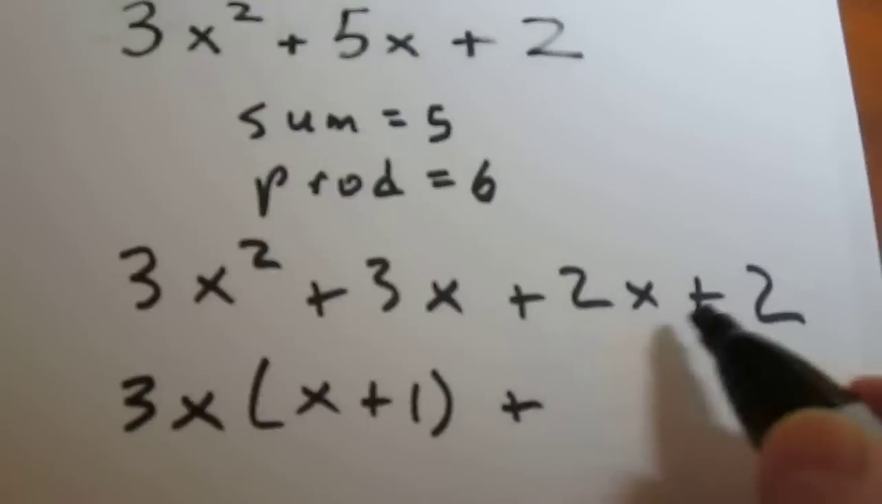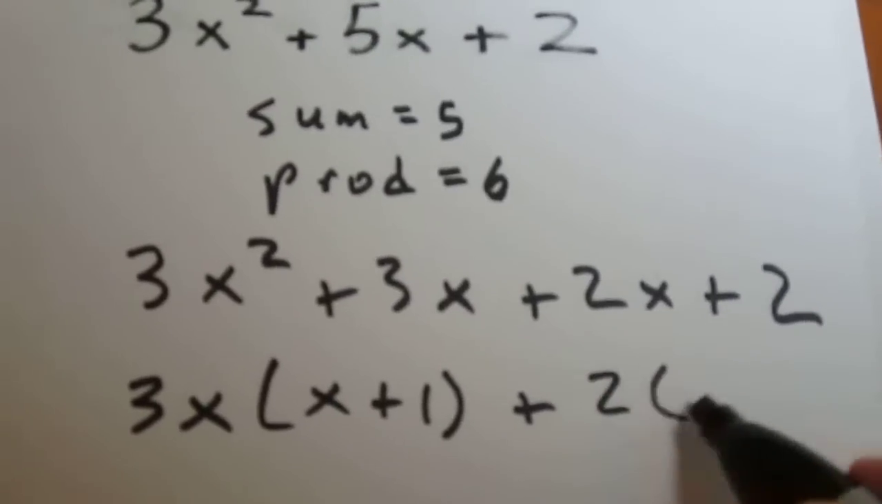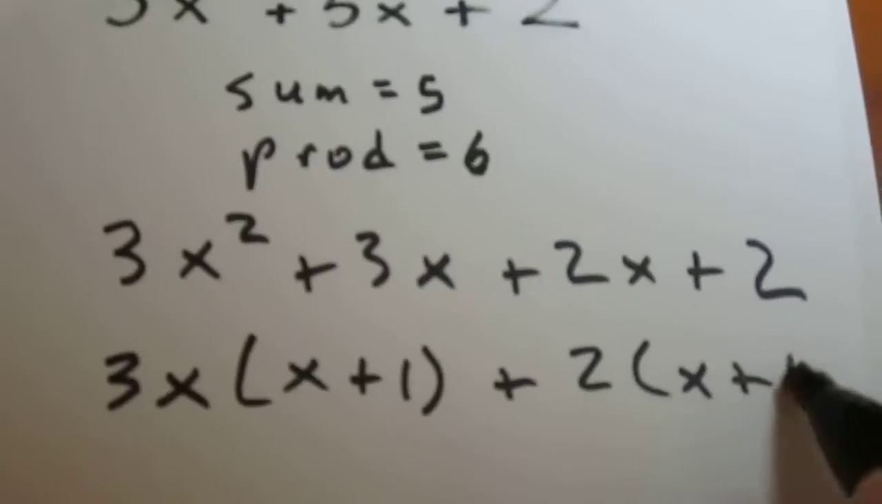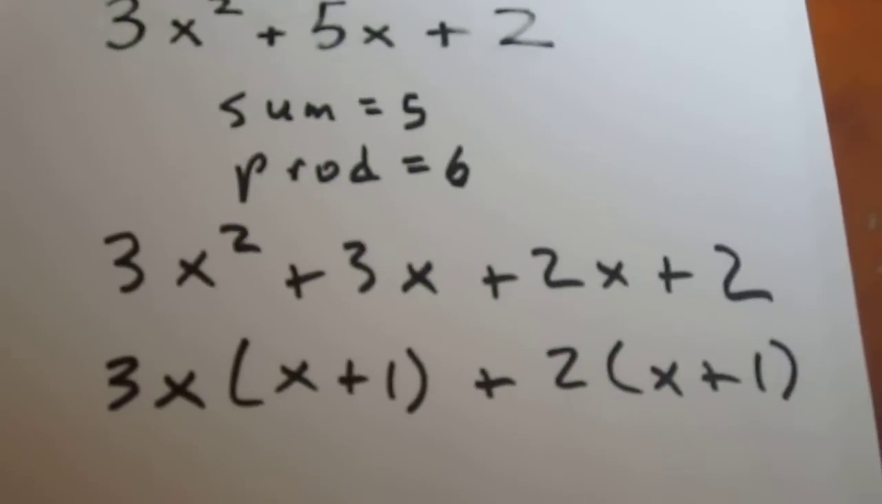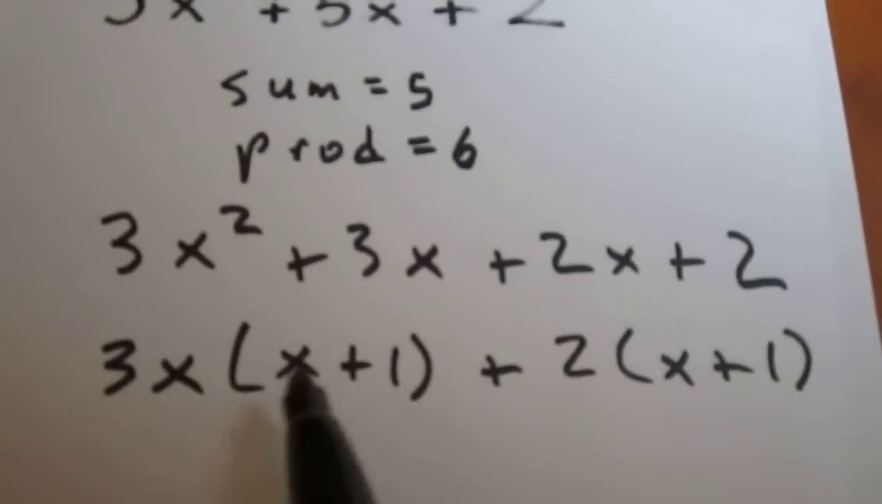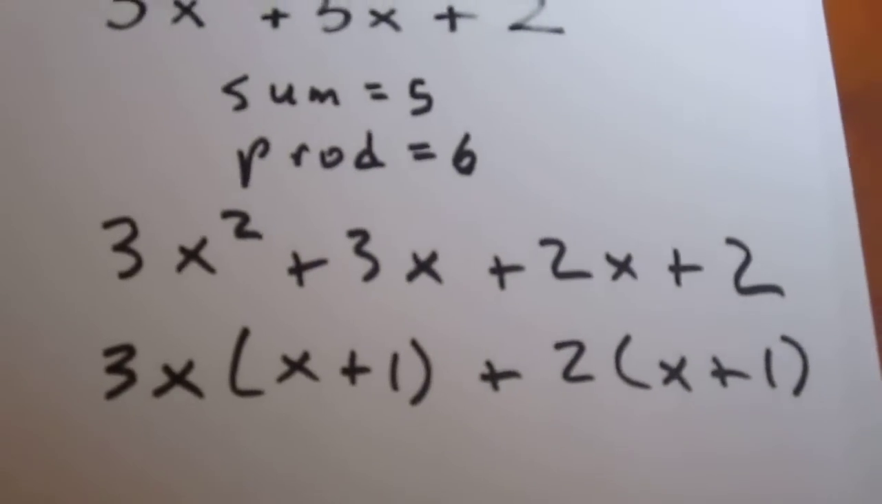And we can factor the next two terms. We factor out a 2 and we're left with x plus 1 inside. If we've done it correctly, then we have the same binomial in each bracket.